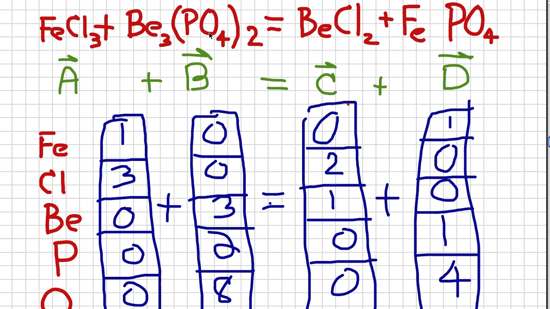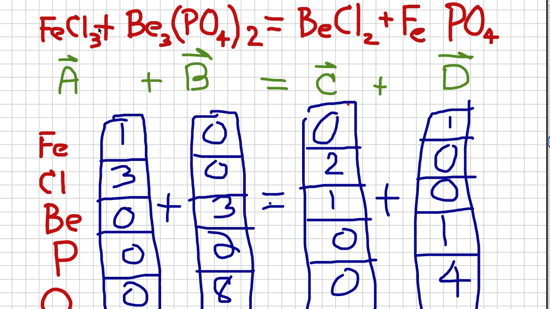Okay, so here I have a chemical equation I need to balance. I have four compounds: FeCl3, Be3(PO4)2, BeCl2, and FePO4. Okay, so here's a compound, here's a compound, here's a compound, and here's a compound.